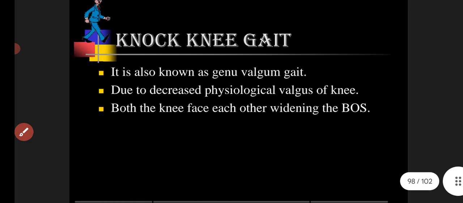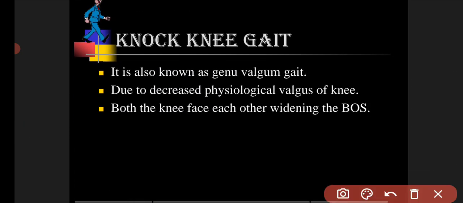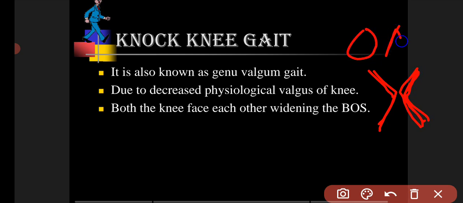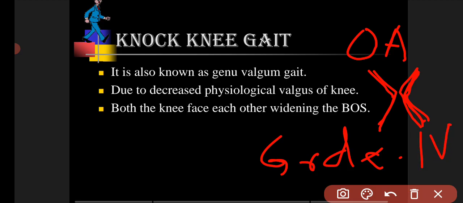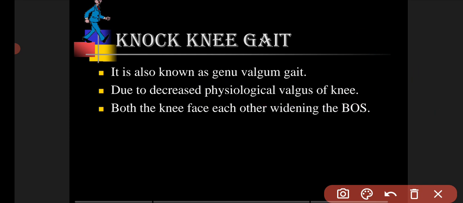Now, knock knee gait, also known as genu valgum gait, is bilateral. It is due to decreased physiological valgus of the knee. In case of severe OA knee, or grade 4 OA knee, this knock knee gait or genu valgum gait is the same. Due to the decreased physiological valgus of the knee, both knees face each other, widening the base of support.